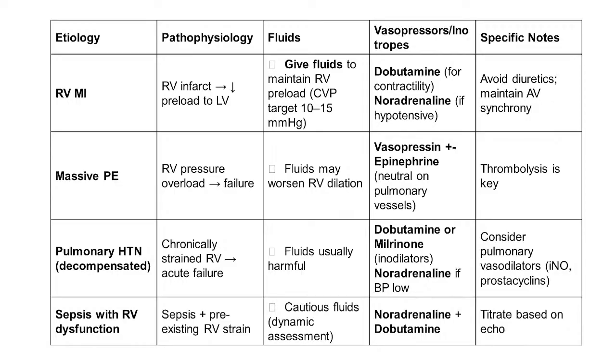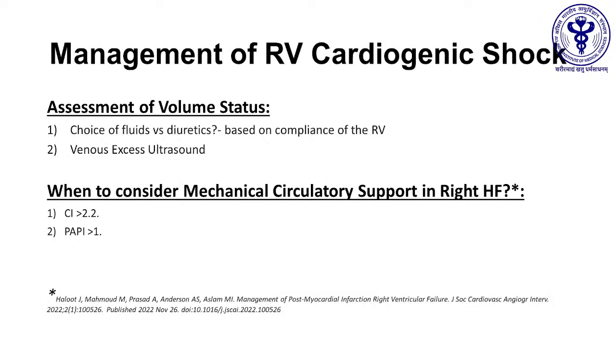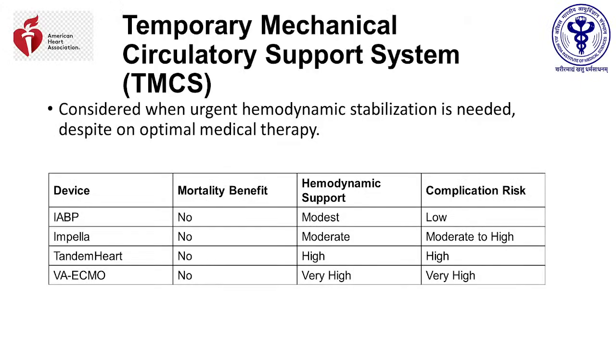Mechanical circulatory support in a right heart failure patient is considered when the cardiac index is more than 2.2 or the pulmonary artery pressure index is more than 1. Temporary mechanical circulatory support is considered when urgent hemodynamic stabilization is needed despite optimal medical therapy: you are giving all the inotropes, but the BP is still not improving. So is there any mortality benefit? IABP, Impella, TandemHeart, VFM, ECMO: none of them has any mortality benefit.